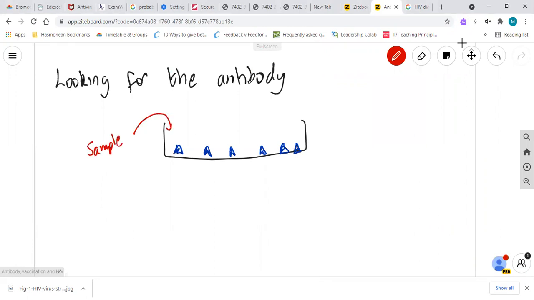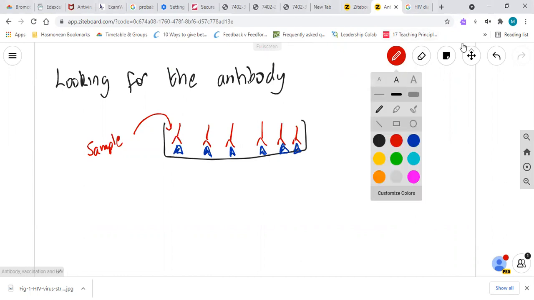Now I'm looking for the presence of an antibody. So I might be looking to see whether they have any HIV antibodies or they have COVID antibodies, whatever it is. And if the antibody is present, again, it will stick to the antigen like that. It will bind to it. Again, I wash it to remove any unbound ones.